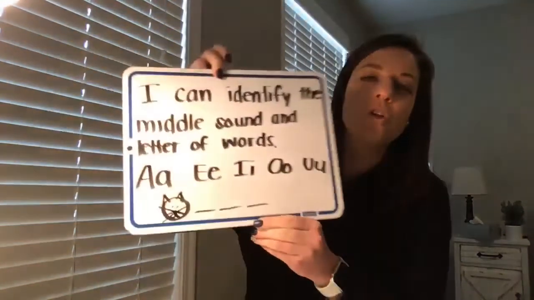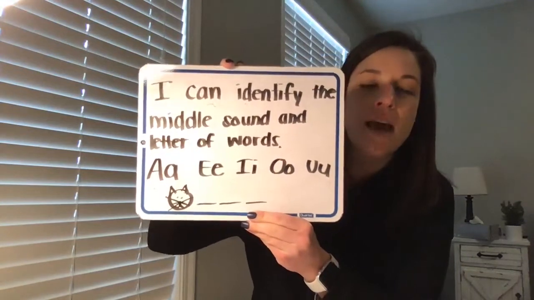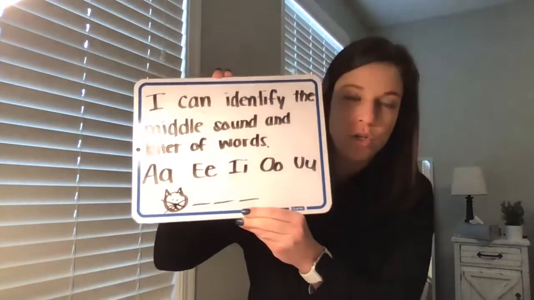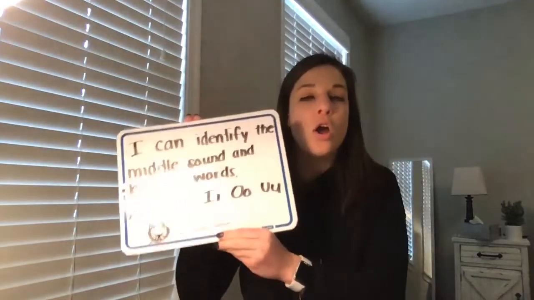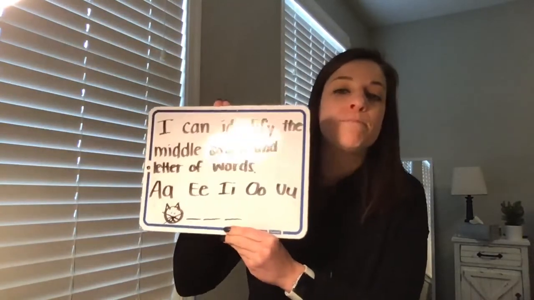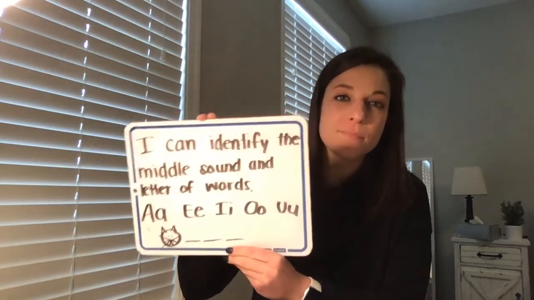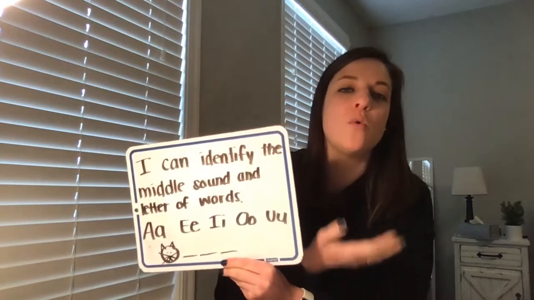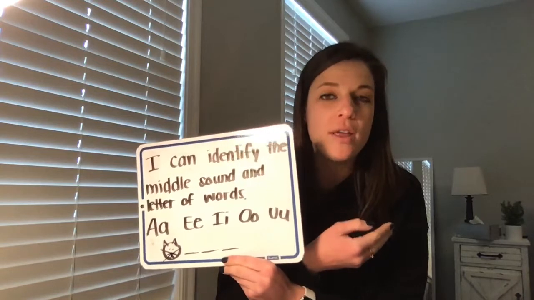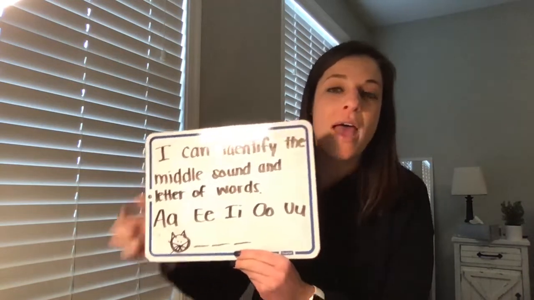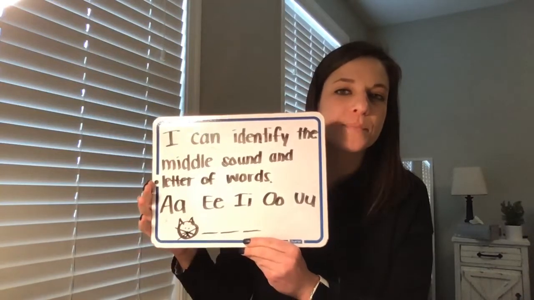Today we're going to work on our learning target that says, I can identify the middle sound and letter of words. So we're going to take a look at some pictures, and the pictures are matching three-letter words. And we're going to find the middle letter of each of those words. But we know, we've been practicing reading and writing words, and we know that every single word, in order for it to be real, has one of these guys. What are these letters called right here?